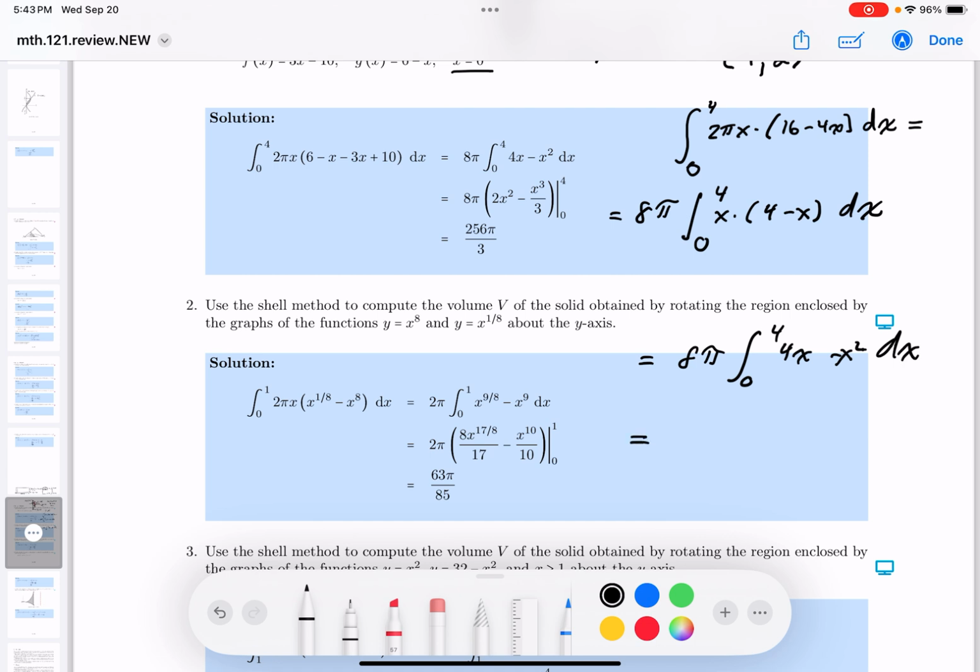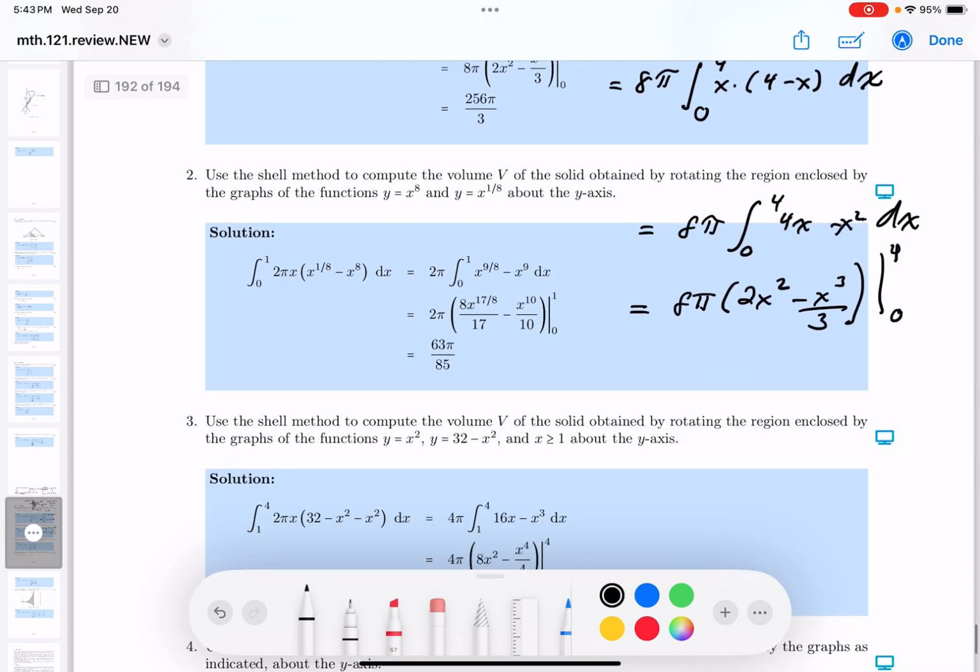Going to keep moving forward. 8 pi. I can put the antiderivative down, so it's going to be 4x squared over 2, which would be 2x squared. All right, let me go to the next thing now. What do you get next? Let's see, minus x cubed over 3, right? Let's put the limits of integration down. It goes from 0 to 4. All right, I'm going to start doing the arithmetic here.